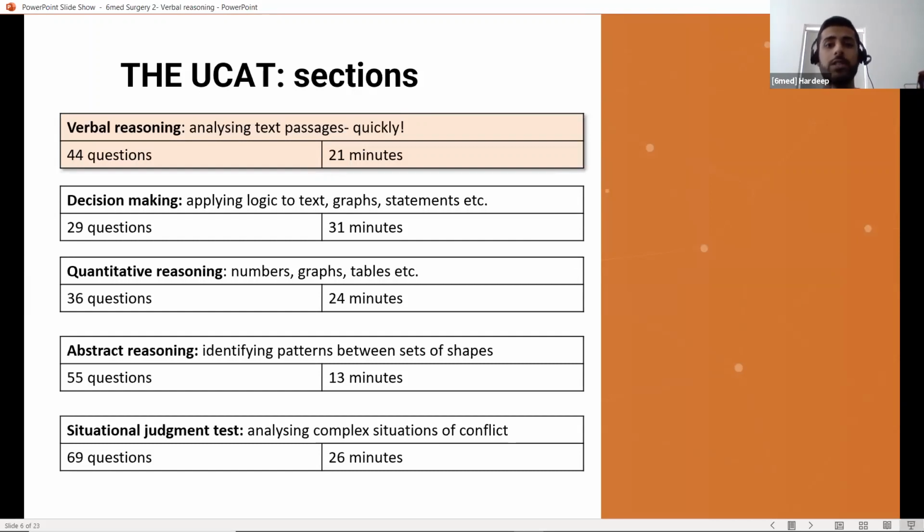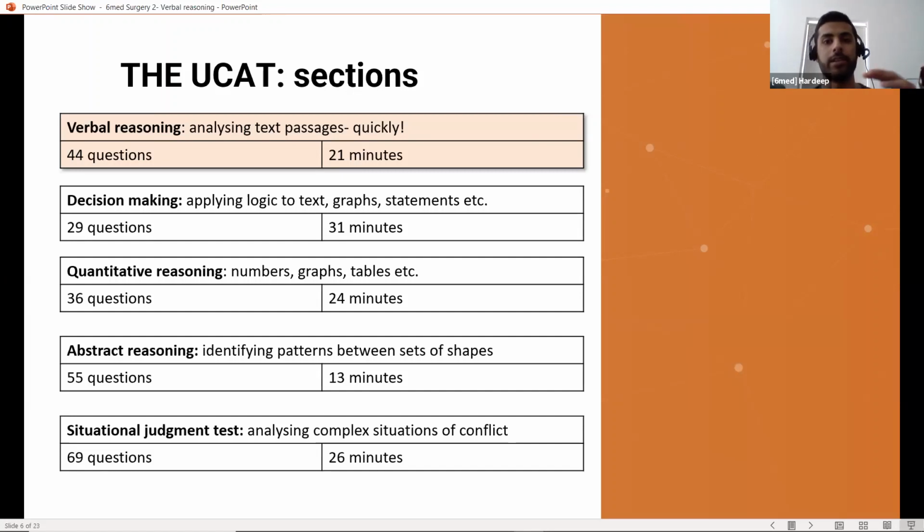So it's 44 questions. The way it's split up is, you have 11 passages of text. So 11 bits of information, and then you have 4 questions for each of these. And that's probably a good way to think about it in terms of splitting up your time, because it's 11 passages and it's 21 minutes. So it's just under 2 minutes per passage, and then each passage is going to have 4 questions allocated to it. And so you can see from that, that's going to be pretty time pressured.